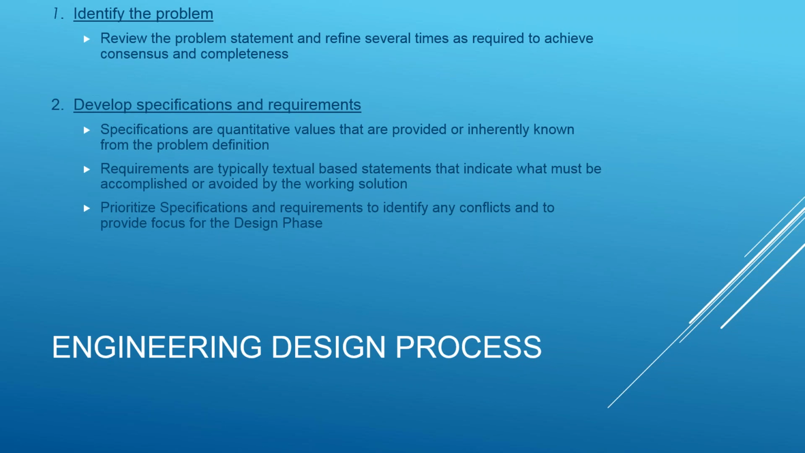You also want to prioritize your specifications and requirements to identify any conflicts, and then also provide a focus for the design phase. By that we mean your specifications should be what drive that final design of your robot. It's very easy to find some additional things that it would be nice for the robot to do or cute for the robot to do, but those are going to distract you and may keep you from ultimately having your robot meet the specification that you developed.